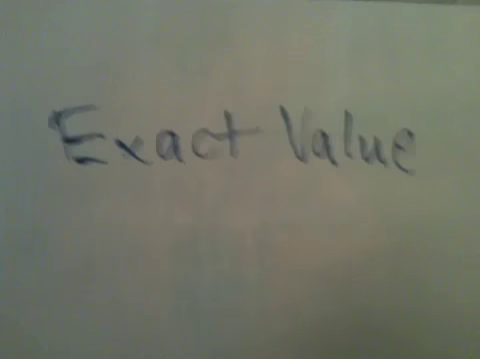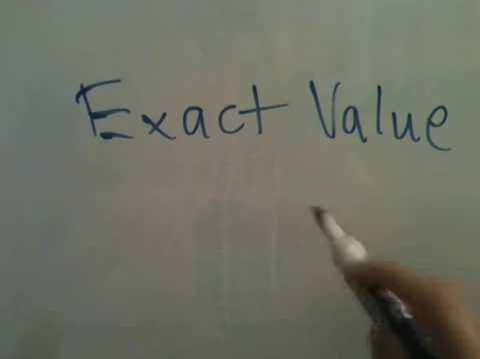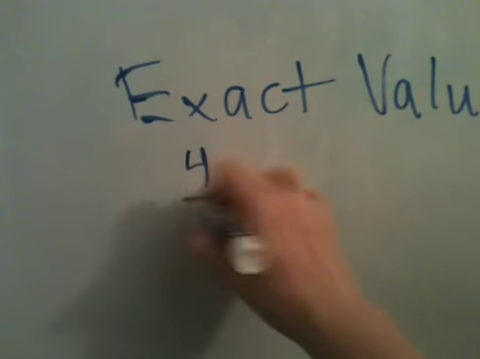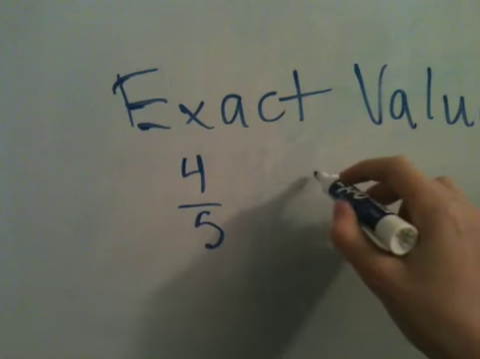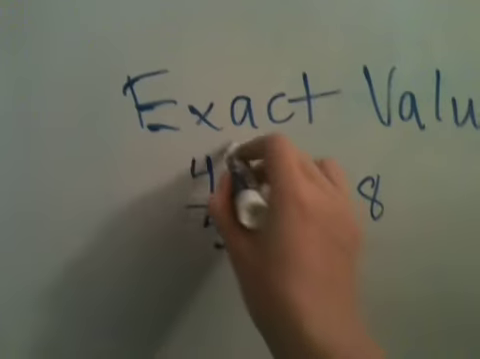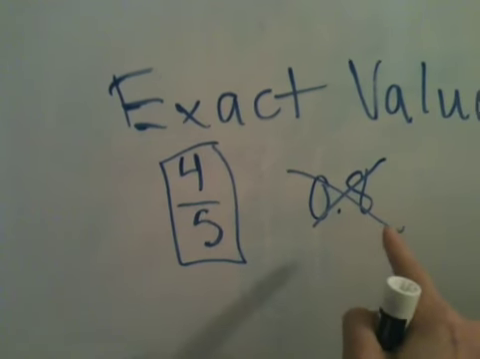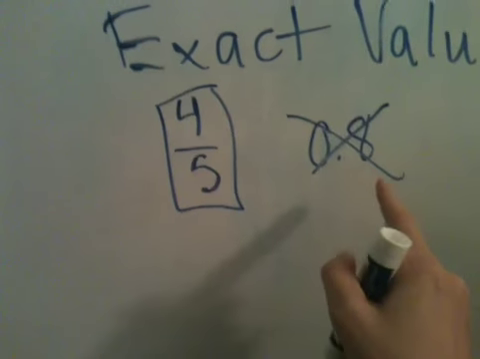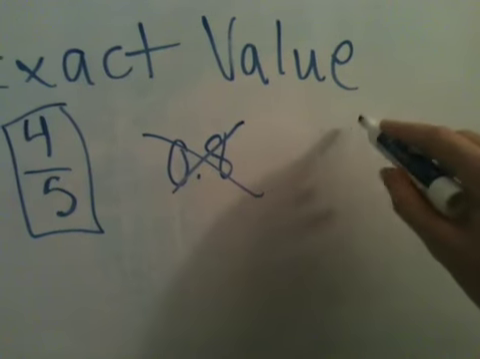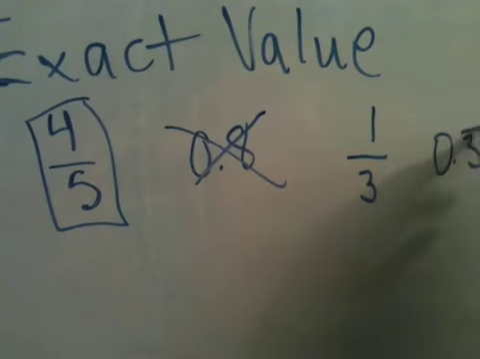Exact value in mathematics sounds completely backwards to what you would want in the science field. Exact value in mathematics means that I would prefer 4 over 5 over a decimal like 0.8. I would rather have this than this. This is an exact value. This would not be considered the exact value. Now that's kind of a weird case because really those are saying the same thing. So it really applies more to I would prefer 1/3 over 0.3 repeating.